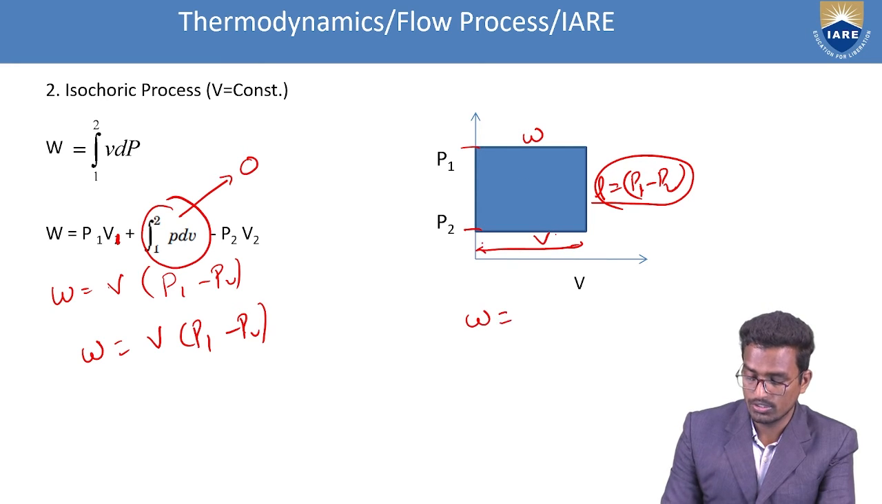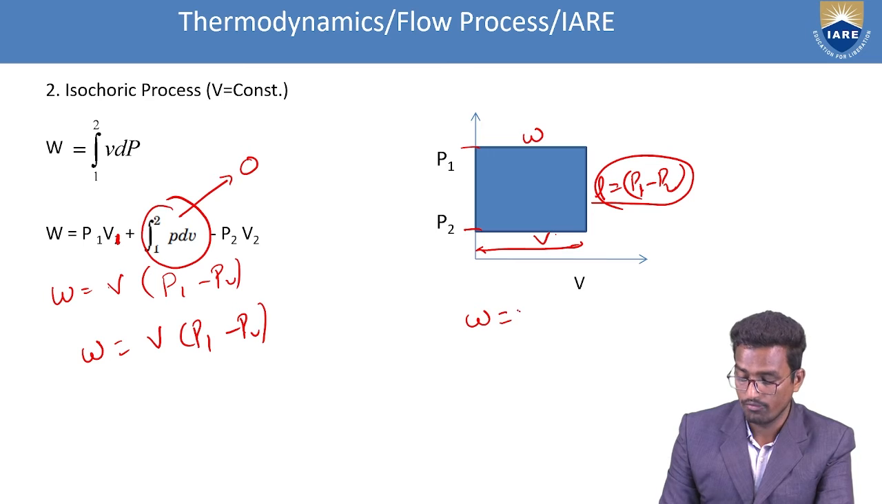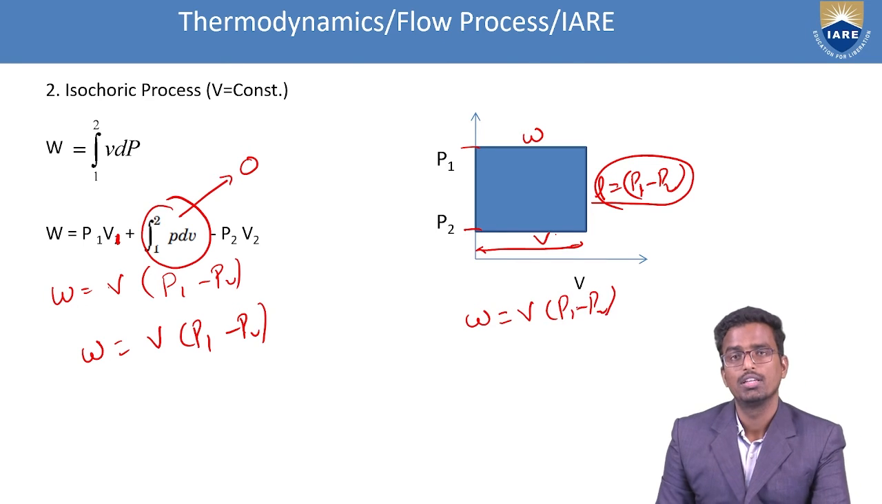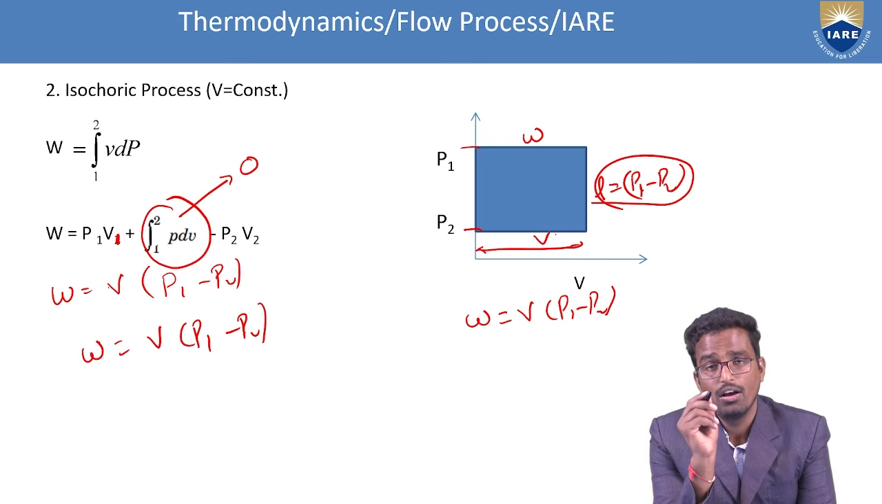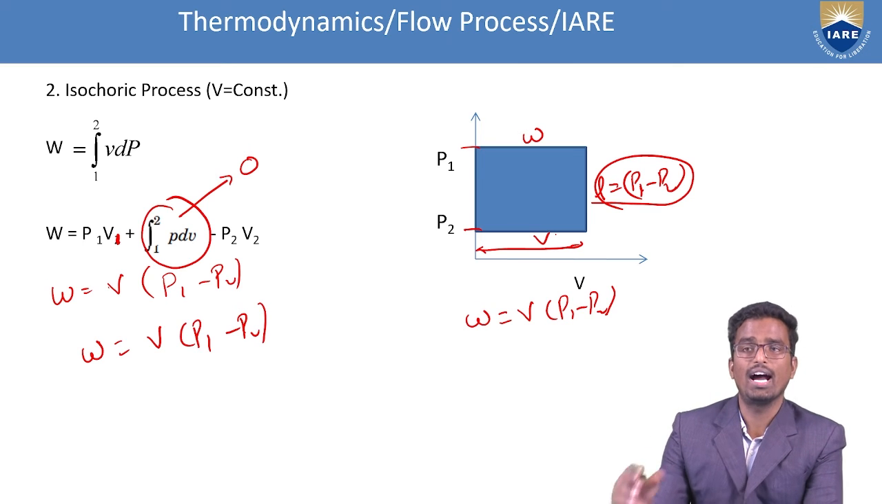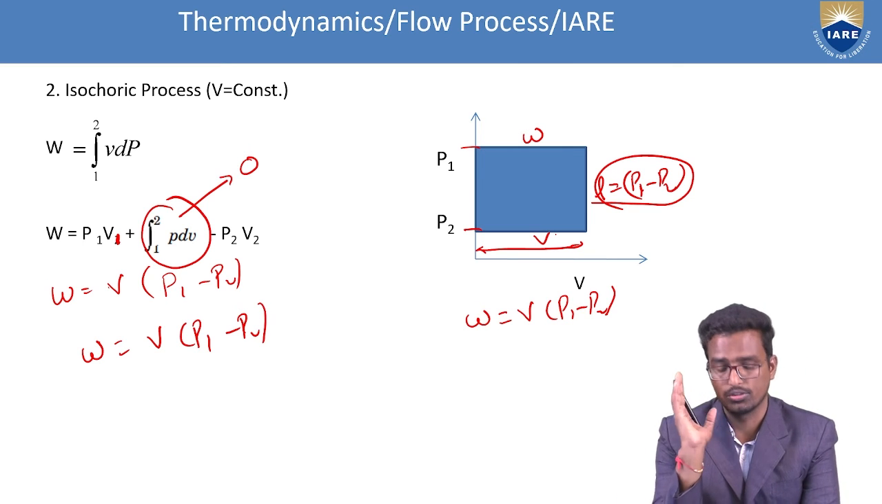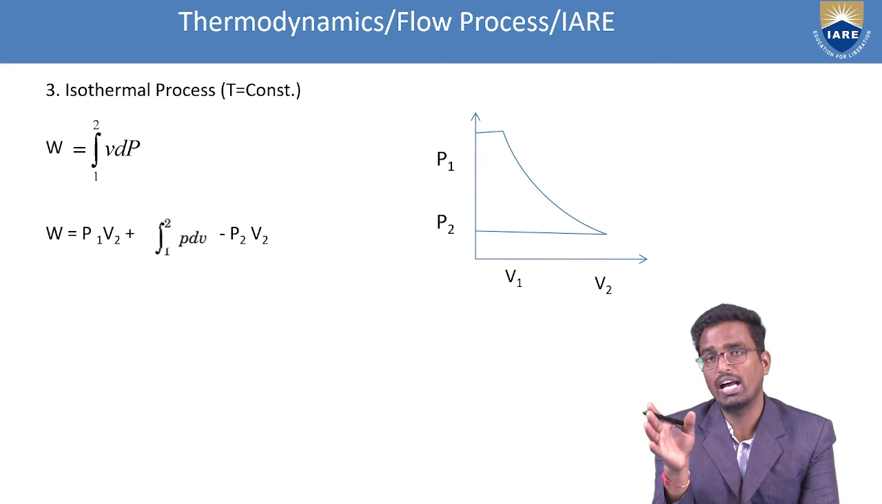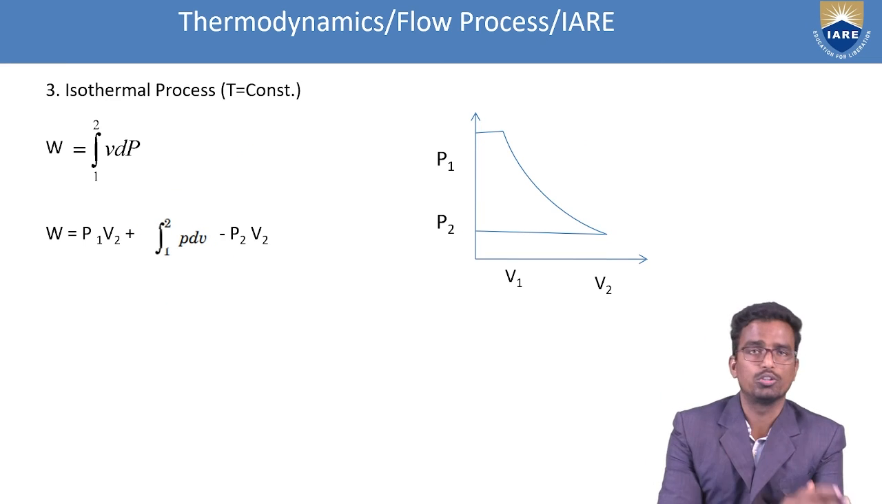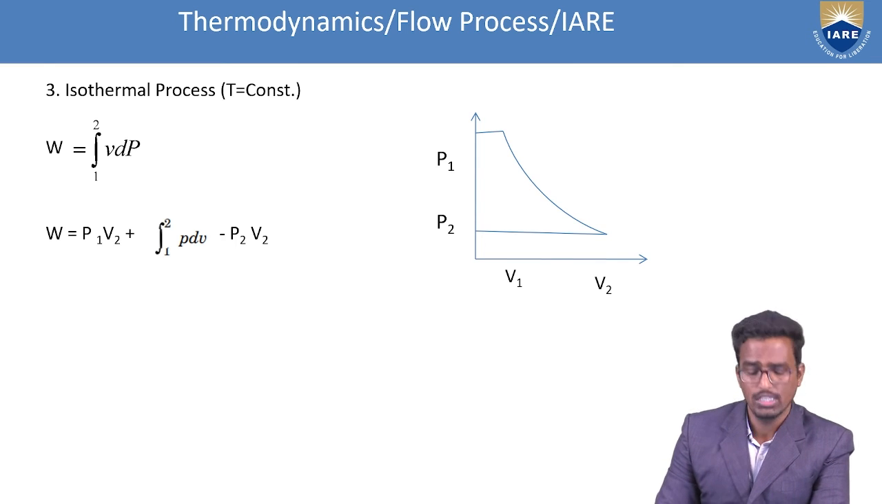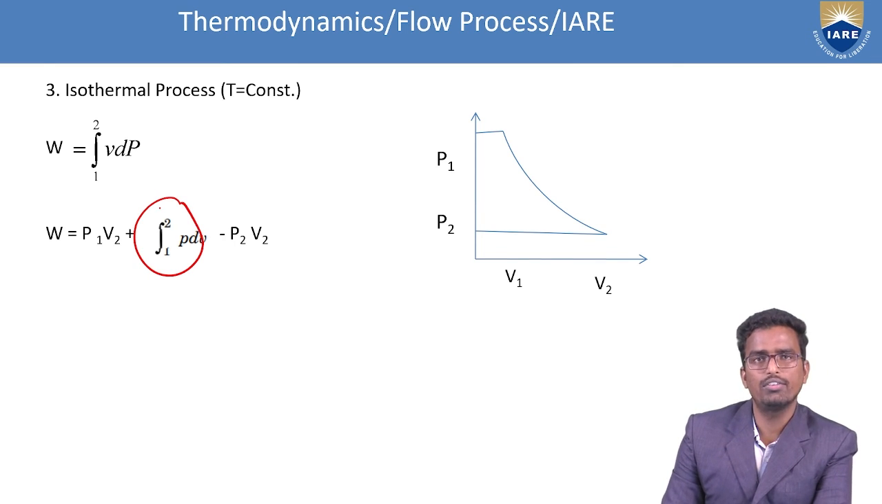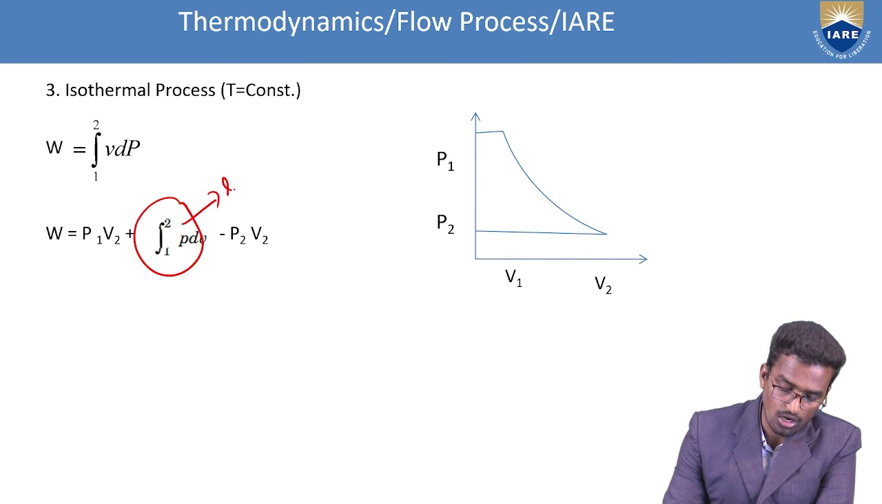So the work done, that means the area under this one, we can say is V into P1 minus P2. In an isochoric process, work done is equal to V into P1 minus P2, for flow processes, right? The same thing you evaluate for the isothermal process also. In an isothermal process, what is the value we get? We get P1 V1 into log of V2 by V1, right?